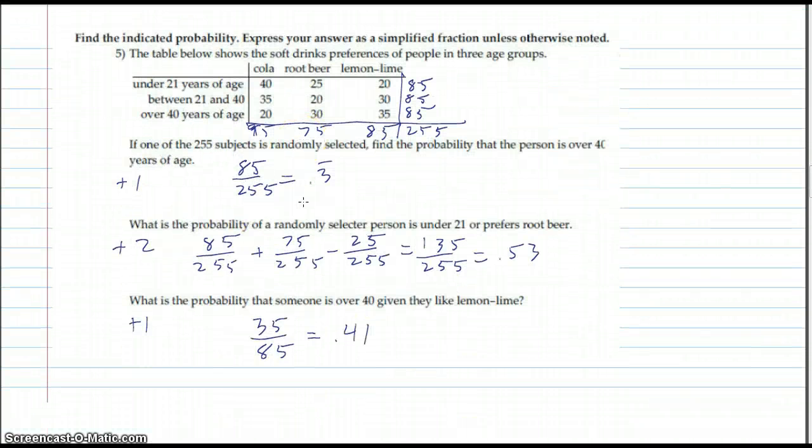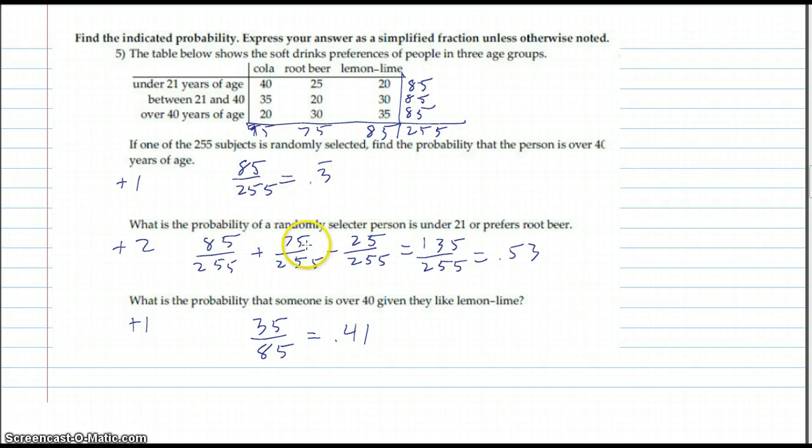Number 5 is a table that you're given. I put the totals here. You'd want to do that, and it says what's the probability out of 255 that a person's over 40. So there they are, over 40, 85 out of 255. Pretty straightforward. Success over total.